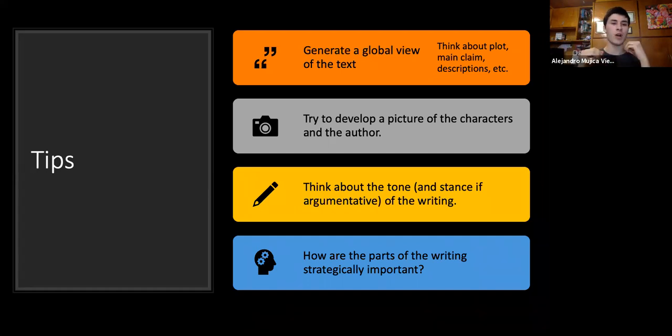sorry. Try to understand the text in general. Don't just look at specific points, generate a sort of mental idea of what the text as a whole is. Try to develop a picture of the characters and the author.